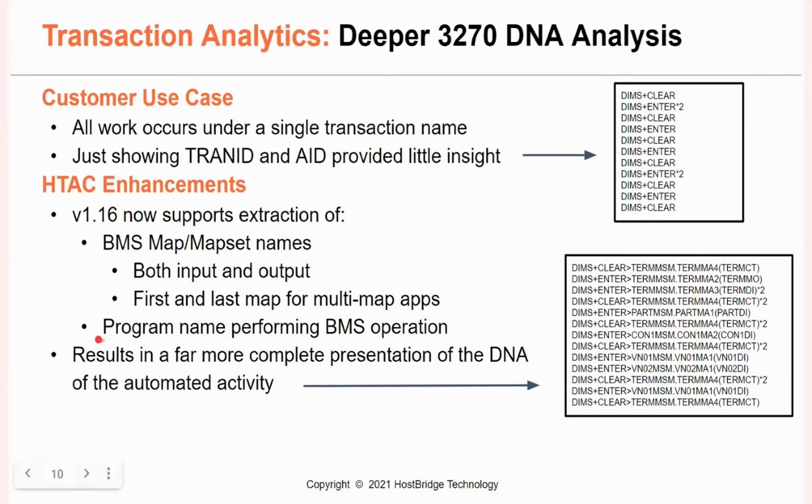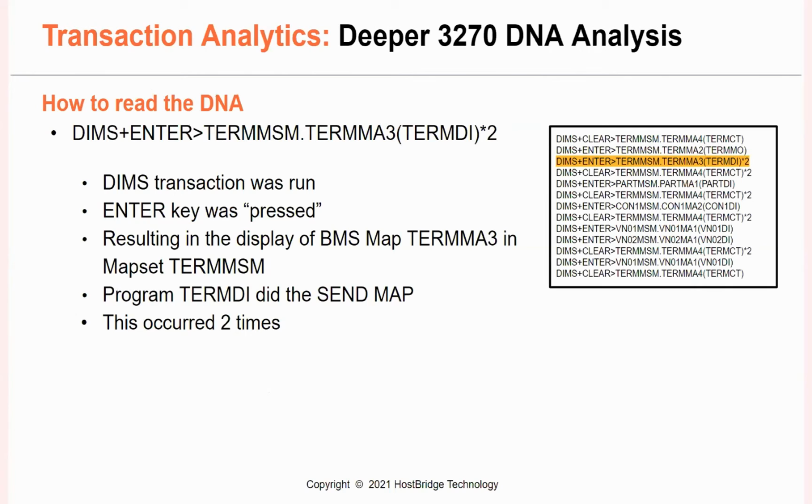And we also had a customer who said they really needed to know the program name performing the BMS map operation, so that would tell them more about the pathway. As a result, the DNA that we're now displaying within the tool is much more replete with information. Now, don't worry if that looks a little cryptic. I'm going to explain exactly what that means.